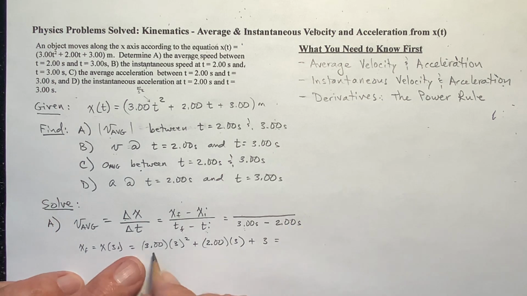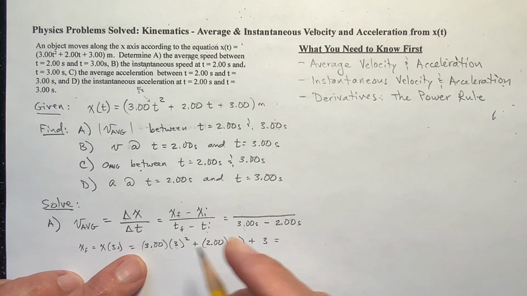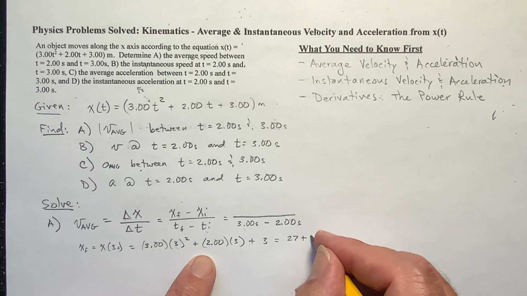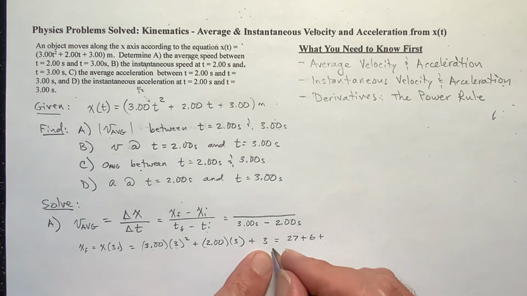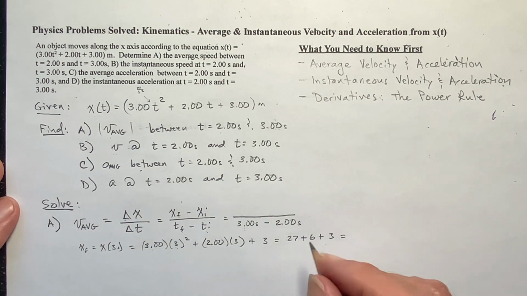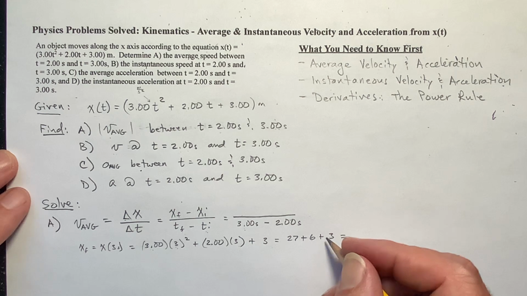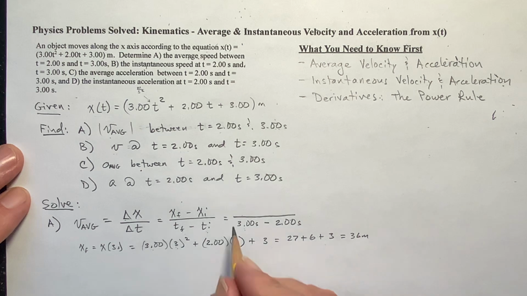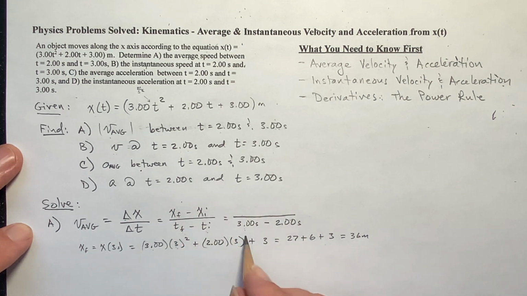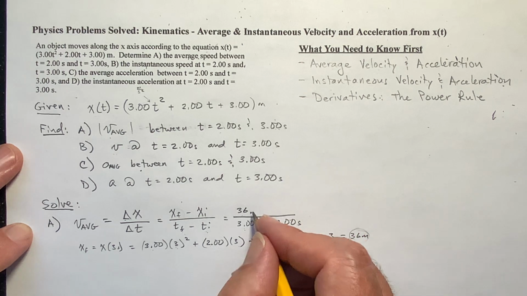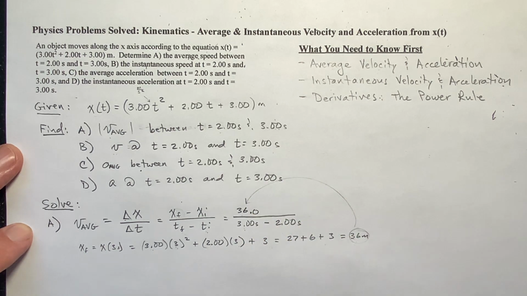Okay, so what is this? Well, 3 squared is 9 times 3 is 27 meters, plus 2 times 3, that's 6 meters, plus the 3 meters that we started with. When you add all that up, you get 36 meters. And that is my final position. That is my position at 3 seconds. So that's x final right here. So I'm going to put that in here, 36.0, or what, well, it doesn't really matter. We're just preserving 3 significant figures.